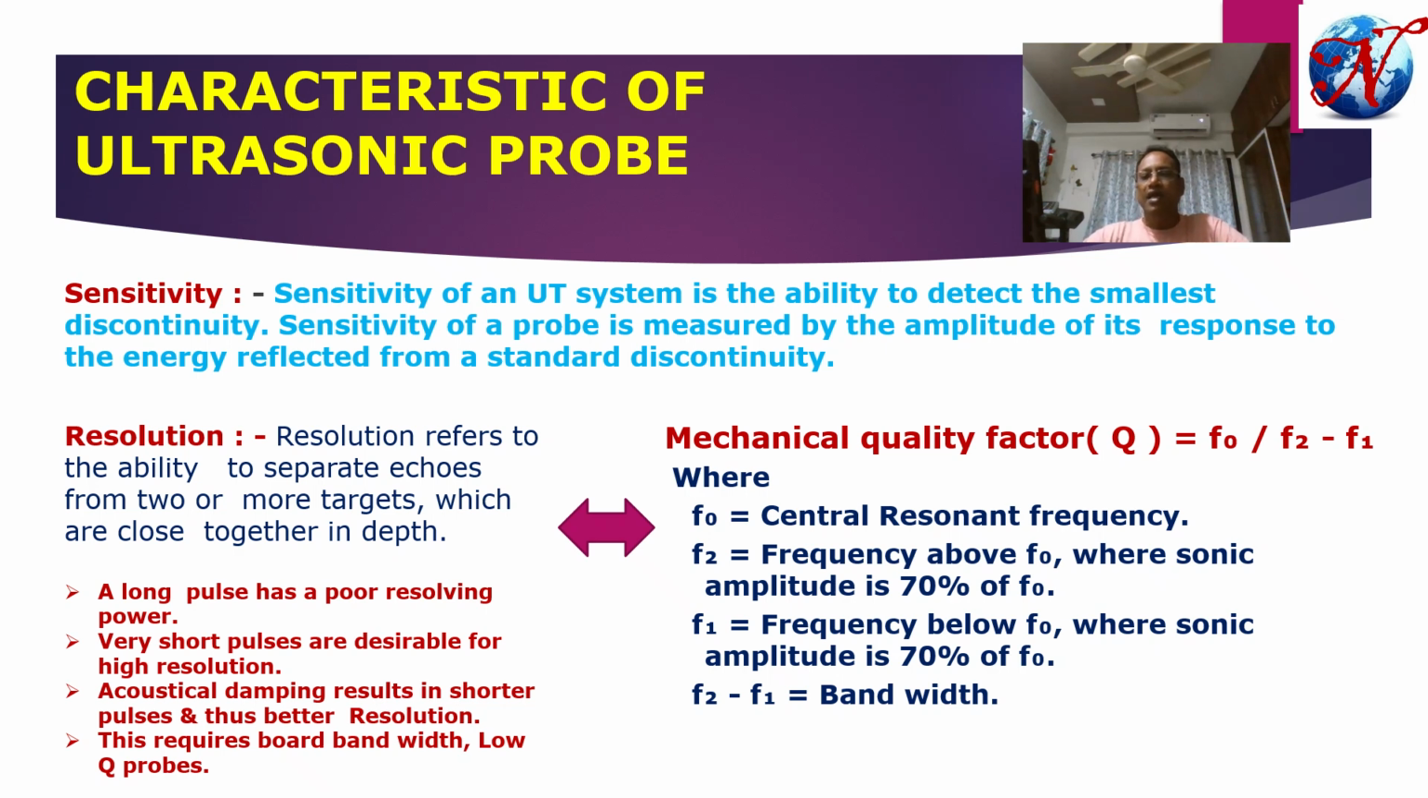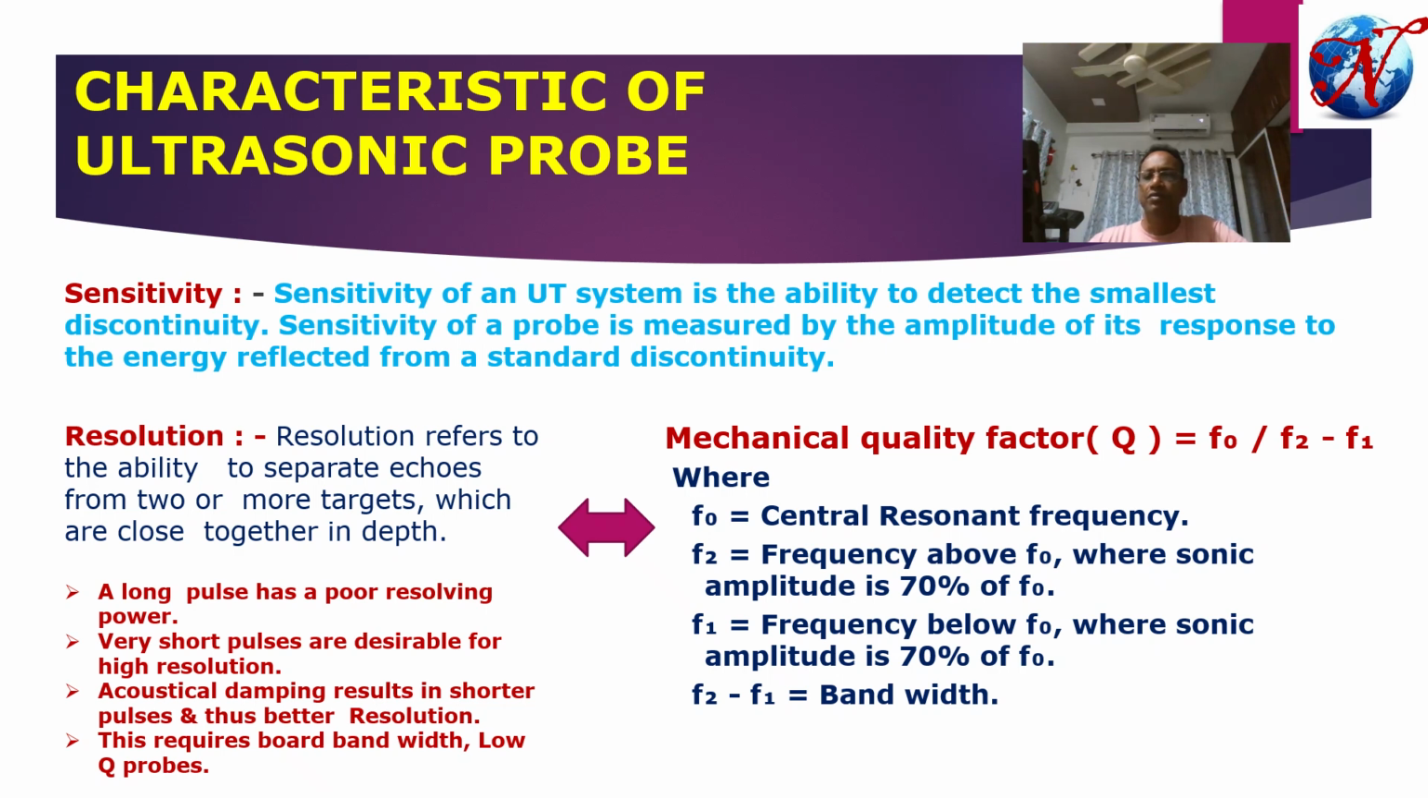When we are selecting any probe, there are three characteristics we need to consider. The first one is sensitivity. Sensitivity of an ultrasonic system is the ability to detect the smallest discontinuity. Sensitivity of a probe is measured by the amplitude of its response to the energy reflected from a standard discontinuity.